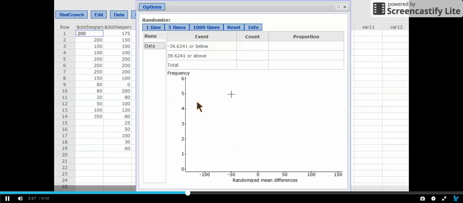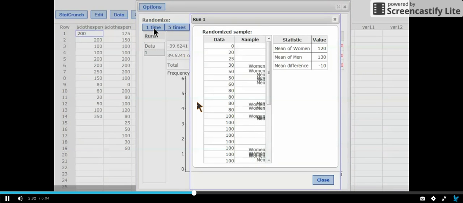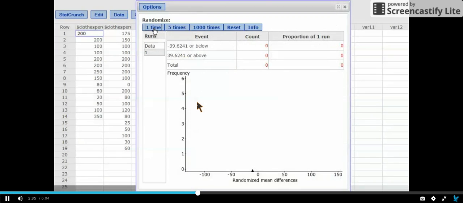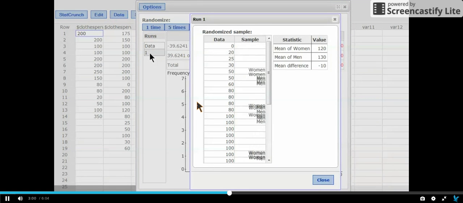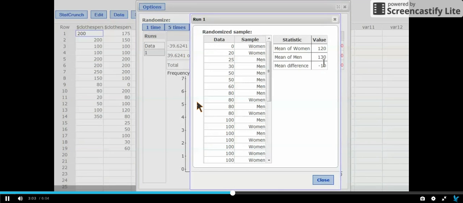So to start, we'll click on one time, and when you do that, you can see StatCrunch shuffle the data. The idea here is if the mean for men and the mean for women are the same, then any data point could come from either men or women. So this shows one sample. You can see here that StatCrunch starts to plot a histogram of the data. On the left side, if I click on one, I can see the data for that one sample.